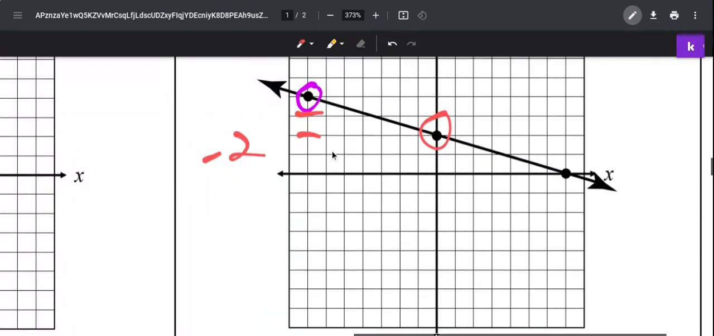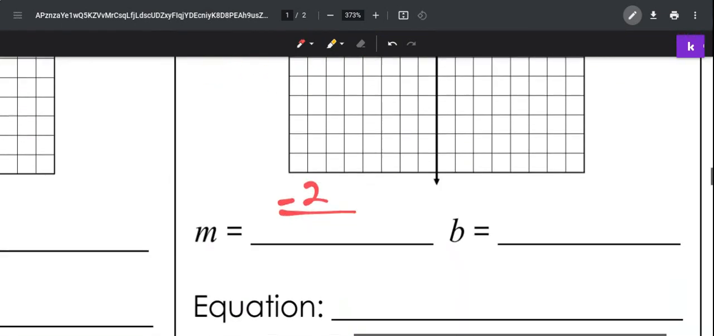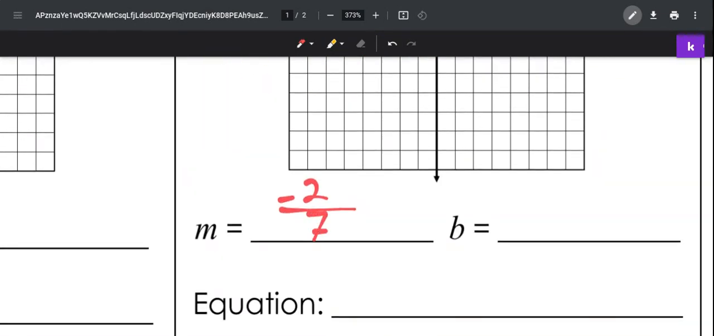Let's see about to the right. Because remember, we always want to go to the right. It just makes your life easier, trust me. So 1, 2, 3, 4, 5, 6, 7. So we're going to go down 2, over to the right 7. So -2 over 7 is our slope.